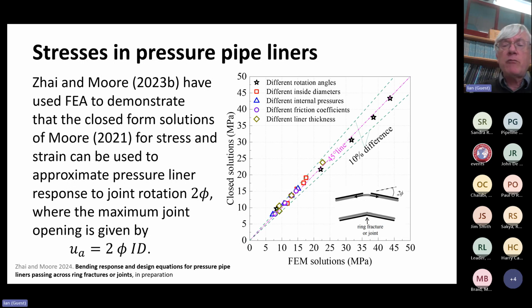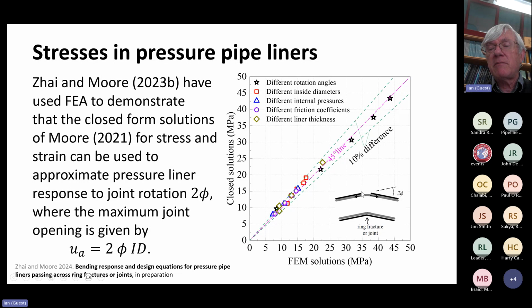Now, we don't have a closed form solution for pressure pipe liners under rotation, but what Keiju did was he looked at rotation with finite element analysis, and what we found is, in fact, the closed form solution I just presented actually works very well.